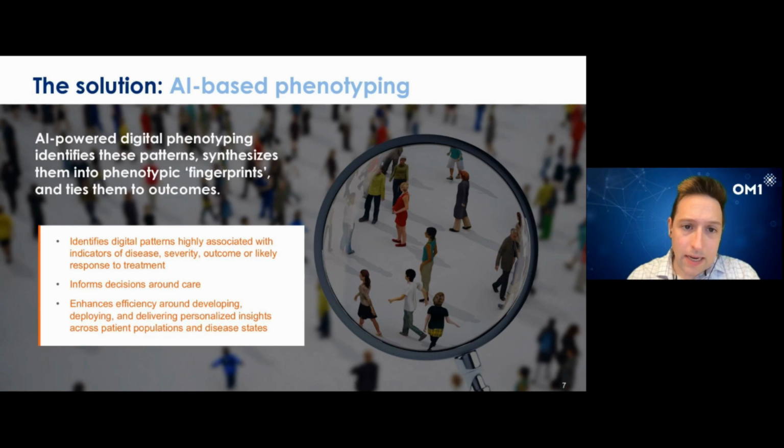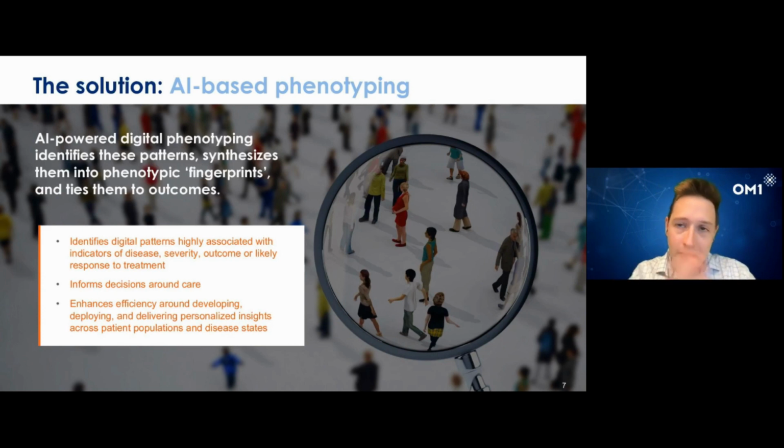The solution that I think is truly one of the best applications of AI in healthcare today is AI-based phenotyping, and it's a way of solving this problem. Specifically, AI-based phenotyping starts with a group of patients that have a characteristic of interest, like being diagnosed with a certain disease, and then uses AI technology to go through those patients' records and identify these patterns that those patients share in common that led up to that event that we're interested in, and then importantly synthesizes and combines those patterns in a statistically meaningful way to develop an AI phenotype, or almost like a phenotypic fingerprint for what those patients look like.